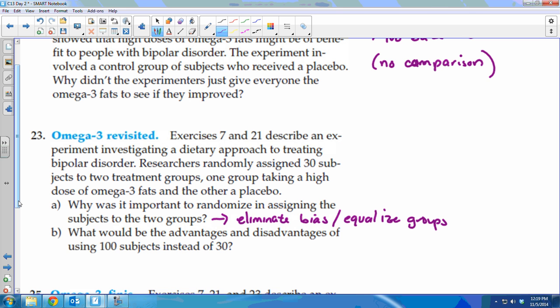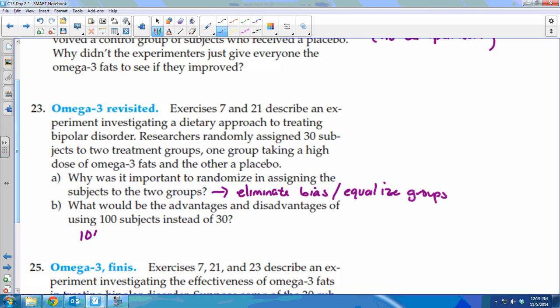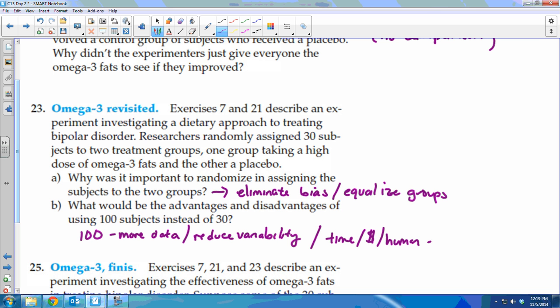What would be the advantages and disadvantages of using 100 subjects instead of 30? Right, so we're going to have more data. That'll probably reduce variability, right? You have more people. But what would be a disadvantage? Time, money, human error, right?